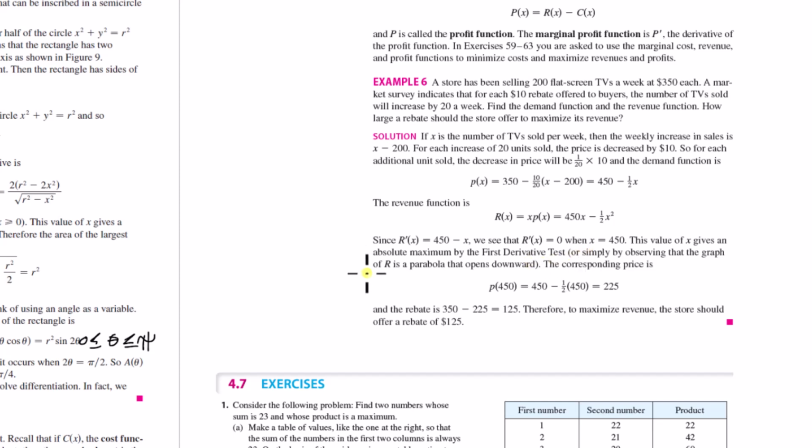Okay, so that's a lot of business jargon, but you get the idea that you could have some function for something in science, business, engineering, and it makes sense. You want to maximize the revenue, maximize profit, etc. Okay, let's now work some example problems.